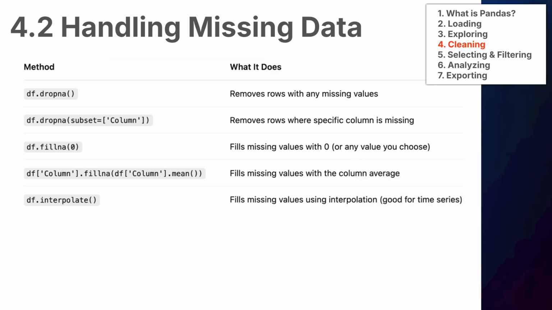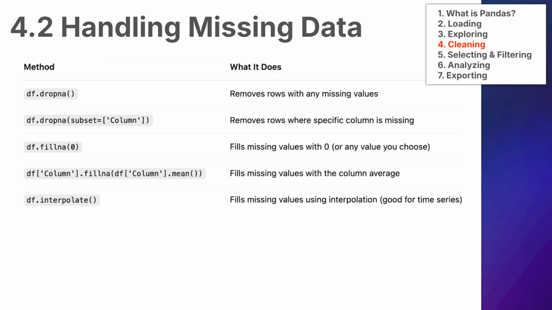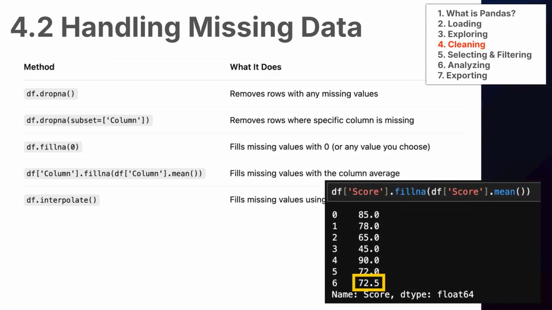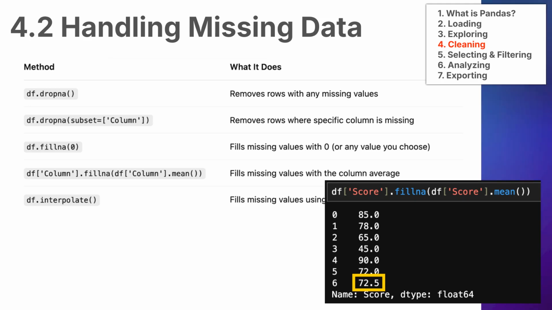Next, fill NA with the mean value. It fills missing values with the average of the column. In this case, the average score is 72.5. All missing scores will be set to 72.5. This is good when you're working with numeric data. Also, you want to keep the data balanced instead of dropping rows.